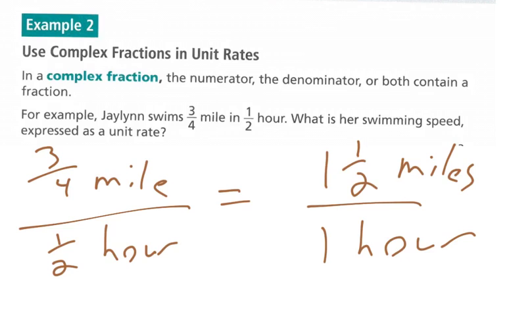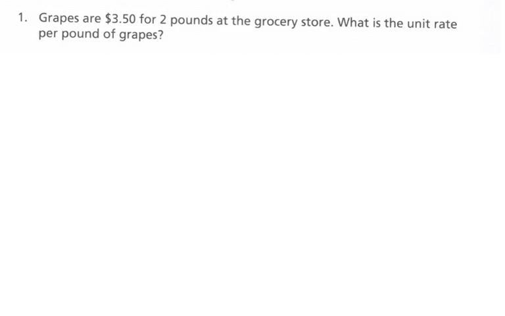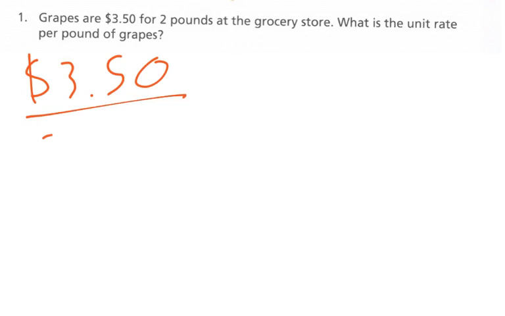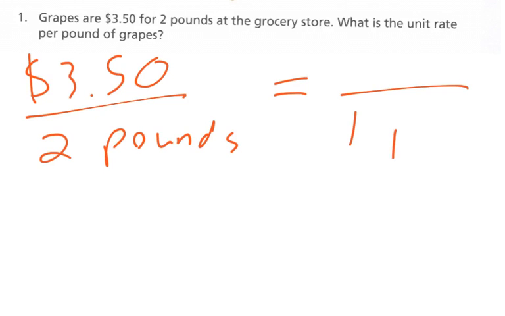All right, let's look at another one. Grapes are $3.50 for 2 pounds. What is the unit rate per pound of grapes? So they really like these unit rates when it comes to money. So it's $3.50 for 2 pounds. We want to know what it is for 1 pound, so we're going to divide. So we just take our $3.50 and divide it by 2. So it's $1.75 for 1 pound.